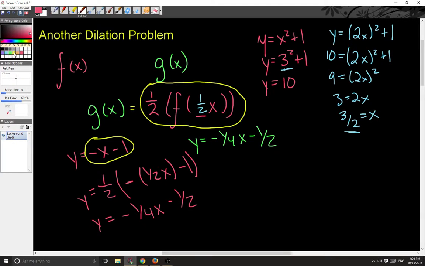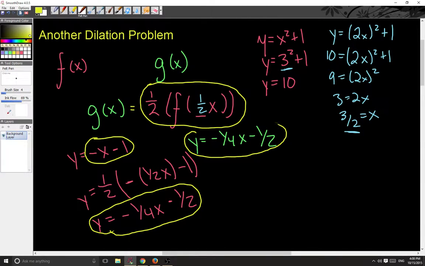And we see that this function here is the same as this one here. So it gives you a little more reassurance that this is the right formula to translate f of x into g of x.